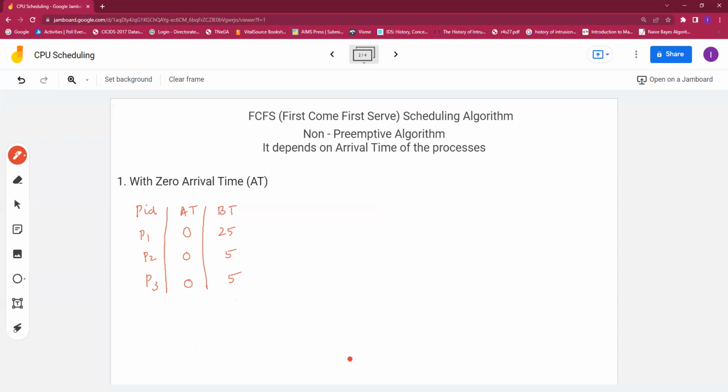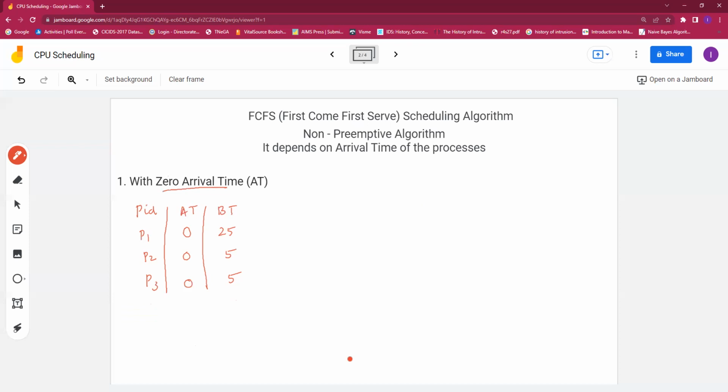Burst time is nothing but the amount of time it takes to run in a CPU. So that we call it as the burst time. Once this is given to you, here you see the condition, it is with zero arrival time. All the processes arrive at zero, so it is not having any different arrival time. That means every process is there in the CPU at the same time.